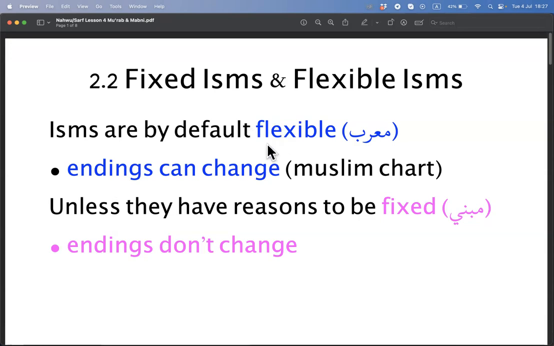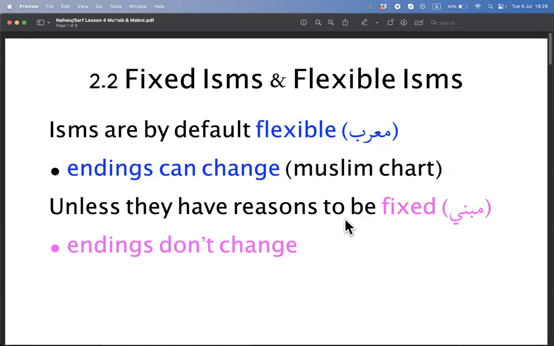If they have reasons to be fixed, they are Mabni. Mabni means that the endings don't change. For example, the word Allazina in the Quran is always Allazina. You never see Allazuna. You only see Allazina. So these words, the endings don't change. So isms are all Mu'rab unless they have reasons to be Mabni.